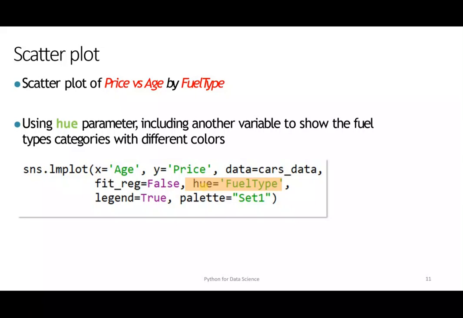So here you can see that we add fuel type under the argument called hue, and we represent the fuel type with different colors. You can see that by using lmplot, which is from the Seaborn library, a function which combines regression plot and facet grid, it is very useful whenever you want to plot a scatter plot by doing conditional subsets of data, or by including another variable into the picture. So in that case, lmplot will be very useful.